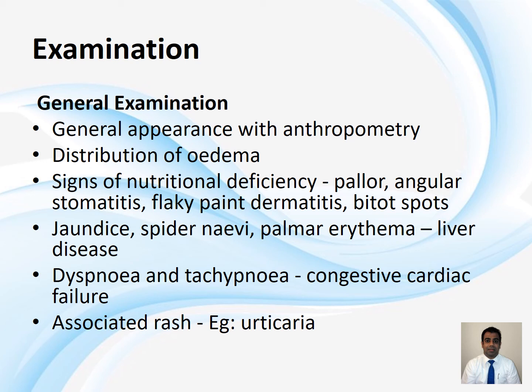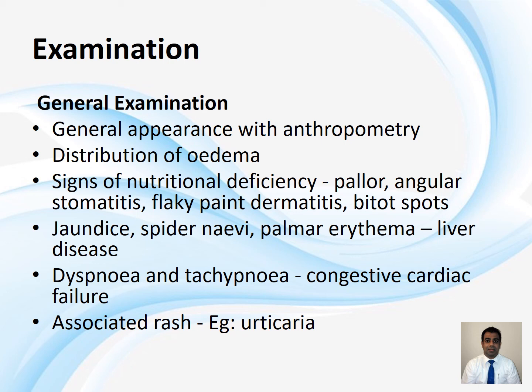So, how would you examine these patients, or how do you look through your examination? How would you determine the cause of the edema? Now, the general examination or the general appearance of the patient, with the anthropometric measurements, your height and weight and body mass index, would give you an idea as to what the cause is. Say if the patient is severely emaciated, you need to think of protein energy malnutrition. The distribution of edema, we've already touched on that. If the edema begins periorbitally, you need to think of a renal cause. If there is dependent edema, a cardiac cause.